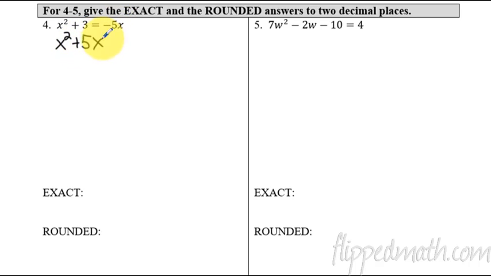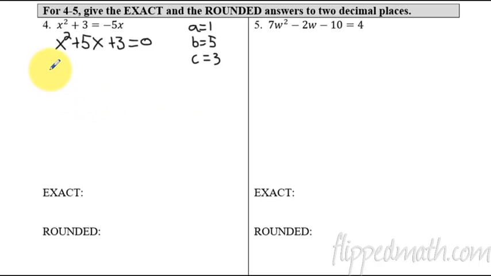So let's start off the same process we normally do, and that is we need it to equal 0. So I'm going to add 5x over plus the 3 equals 0. And then I identify what a, b, and c are. So let's see, I'll just do this right here. A is equal to 1, b is equal to 5, and c is equal to 3.